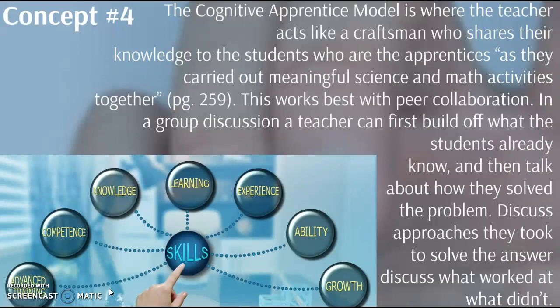In a group discussion, a teacher can first build off of what the students already know and then talk about how they solved the problem. Discuss the approaches they took to solve the answer and discuss what worked and what didn't.